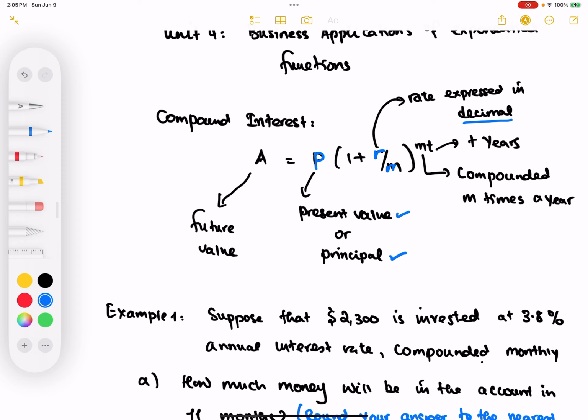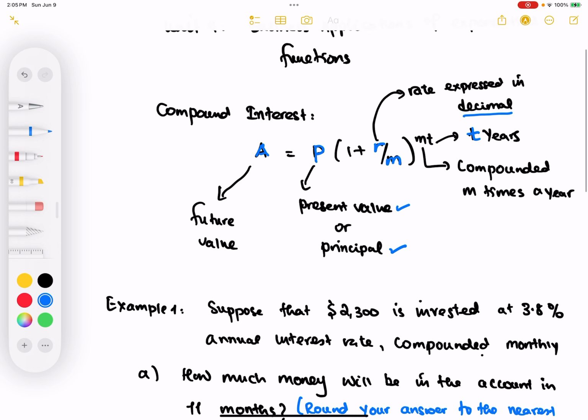M is compounded M times. For example, how many times in a year is the investment compounded? Monthly, that means every month. So in a year you have 12 months. And for how many years? That is 2 years. And that is the future value of your investment. So you can just calculate the future value based on this formula. Make sure to understand each variable and apply this formula in order to solve problems.